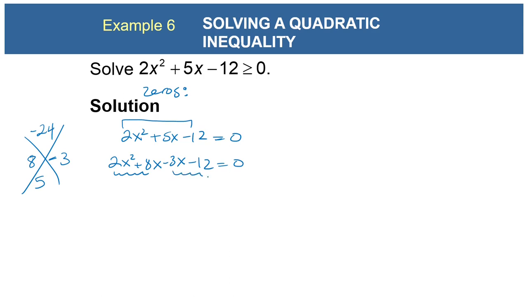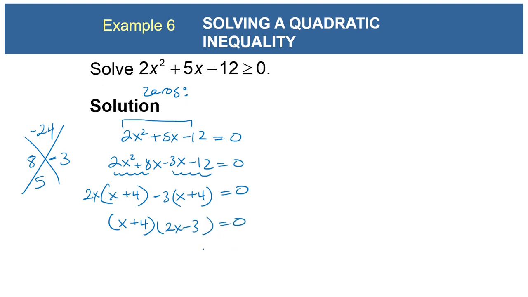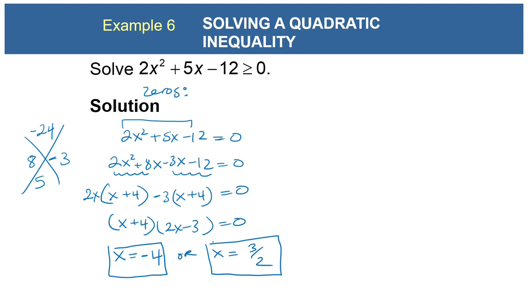I could do factor by grouping now. I can take out a 2x to the front. I have x plus 4. And we'll factor out a -3. Again, we have x plus 4. This factors as x plus 4 times 2x minus 3 equals 0. So that means x could be equal to -4, or x could be equal to 3 over 2. Again, set each of these factors equal to 0 and find your intervals.